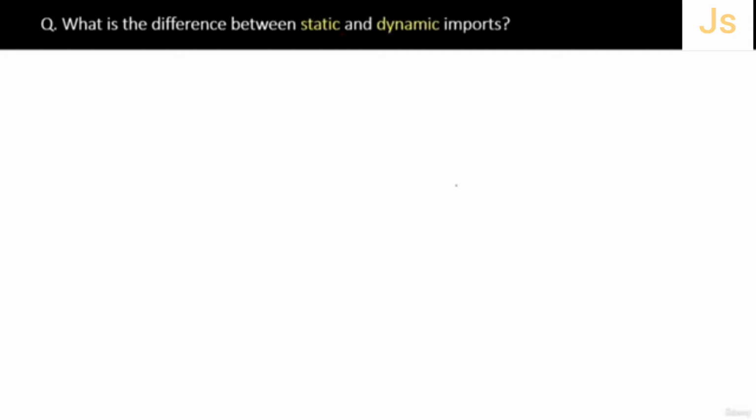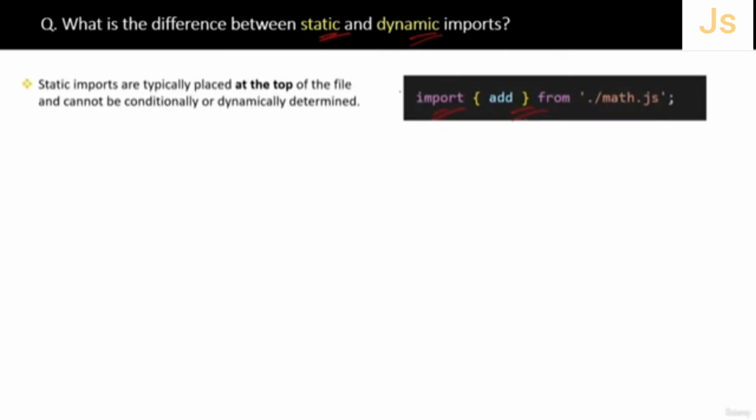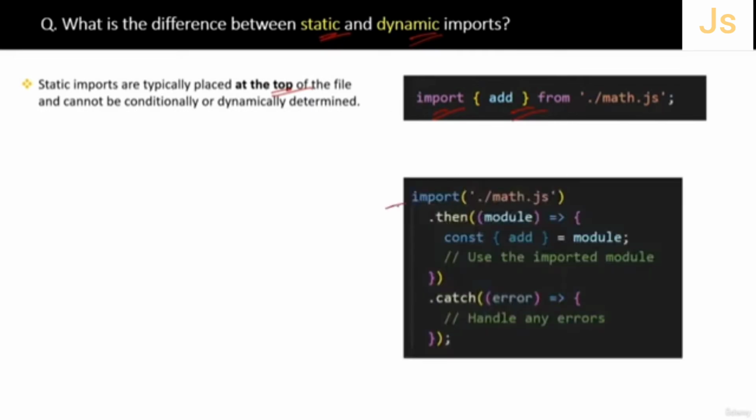What is the difference between static and dynamic imports? Very good question. Static imports are normal imports like this. This is also called static imports. Definition: static imports are typically placed at the top of the file and cannot be conditionally or dynamically determined. What does it mean? So that is dynamic. If you see the code of the dynamic import here, then in a dynamic import, you import the method exactly at the place where it is needed.